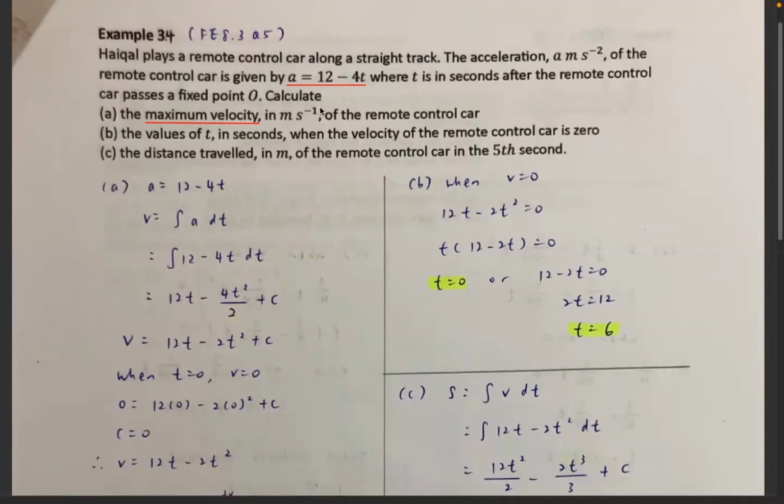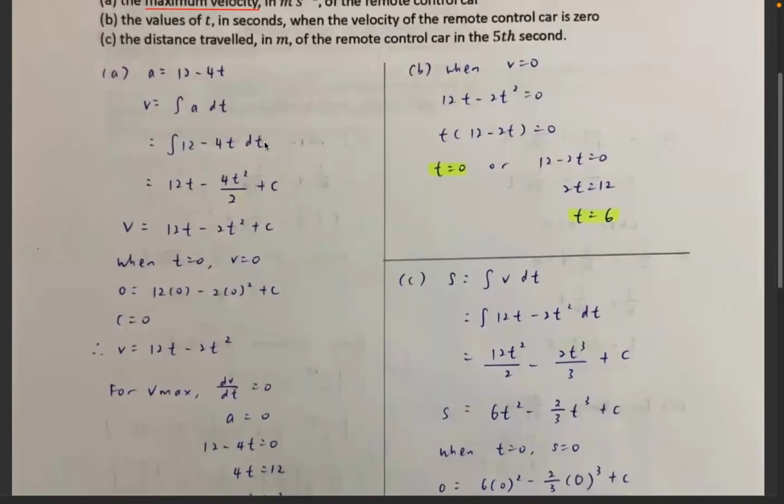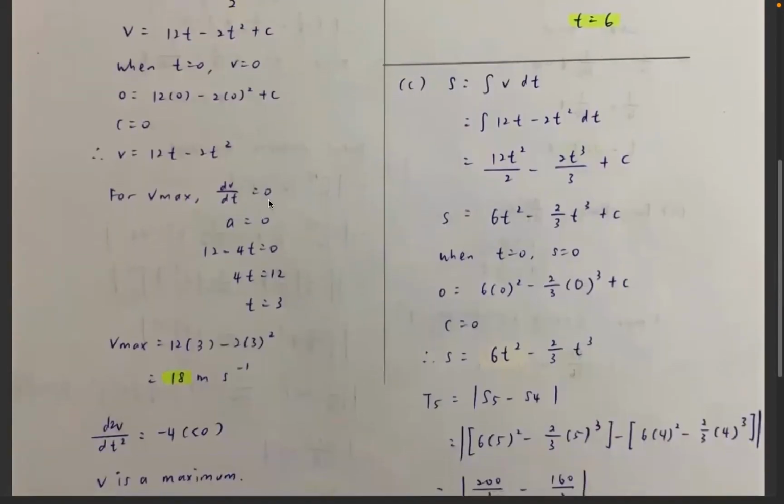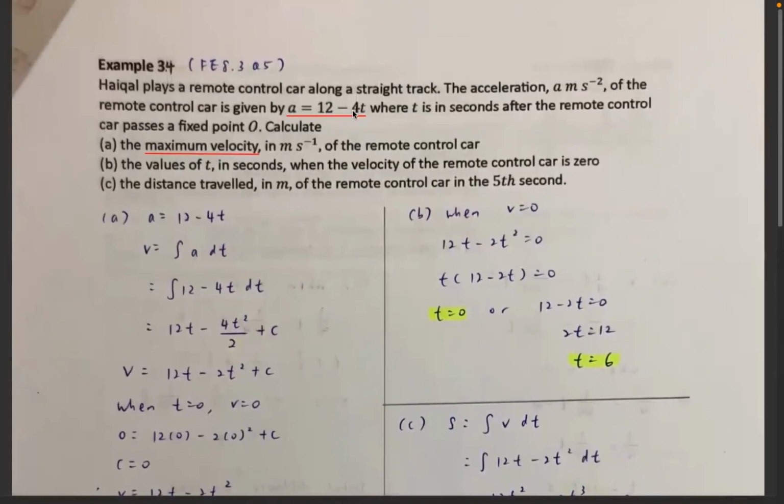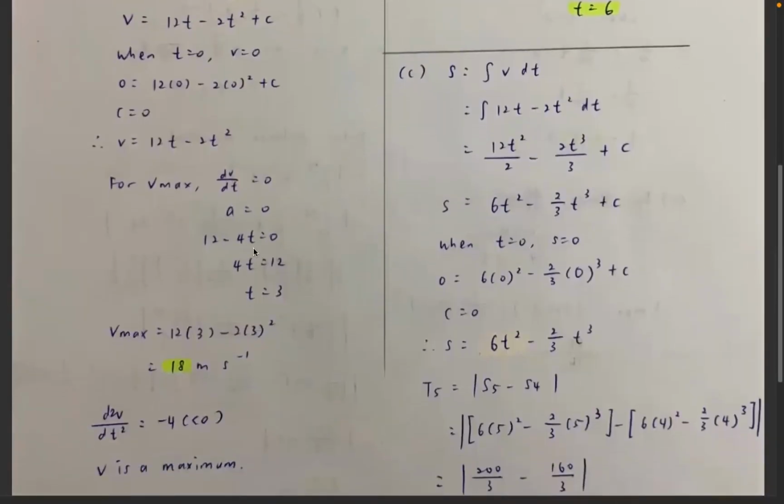After that, let's read the question again. Calculate the maximum velocity of the remote control car. For maximum velocity, dv/dt equals 0. dv/dt is actually a, and a is given by the question as 12 minus 4t. So we let it be 0 and we have t equals 3. So t equals 3 is the time that causes the velocity to be maximum. Now to find the maximum velocity, you have to substitute t equals 3 back into the velocity function. So we have 18 meters per second.